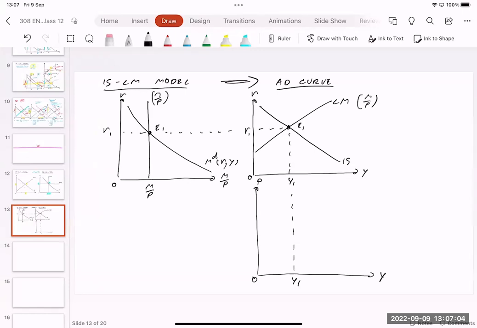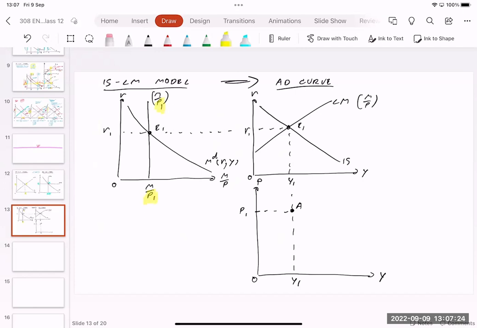Let's assume that the starting point, P is here. Let's say P1 and Y1, I get point A. So where is P in the other graph? P is here inside the real money supply. I'm going to write it down as P1. P is here, P1.